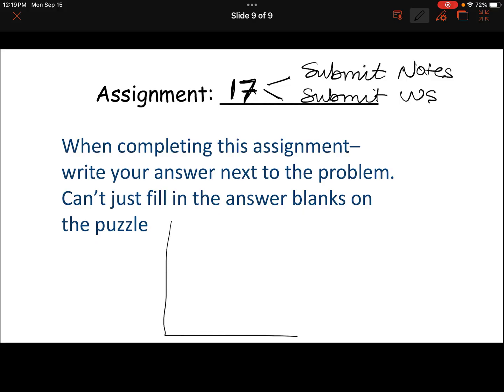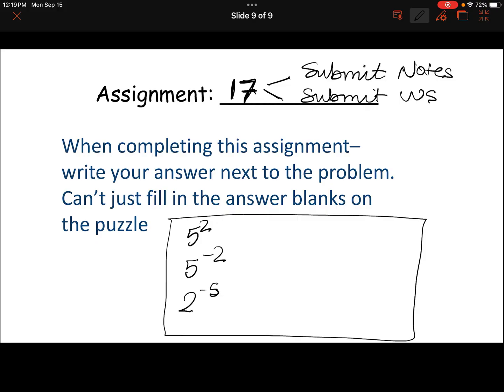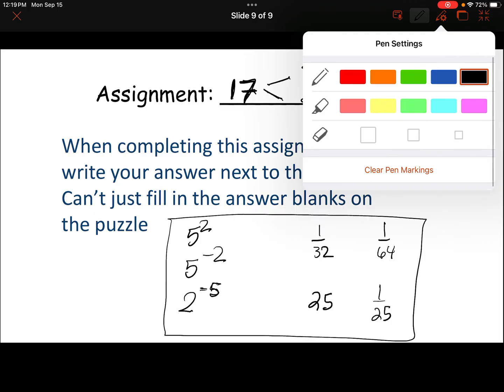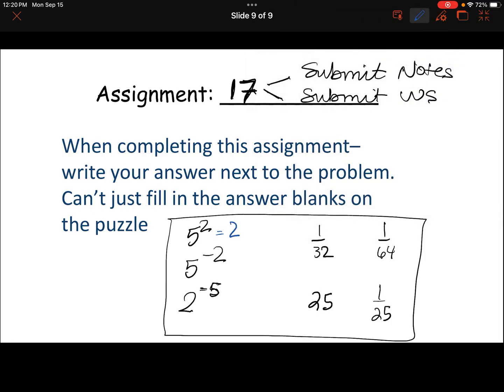So the very first box looks like this. 5 squared, 5 to the negative 2, 2 to the negative 5. And then you have some choices over here. You have 1 over 32, you have 1 over 64, you have 25, and you have 1 over 25. You are going to do your simplifying. 5 to the second's 25. You're going to write your answer right next to it.